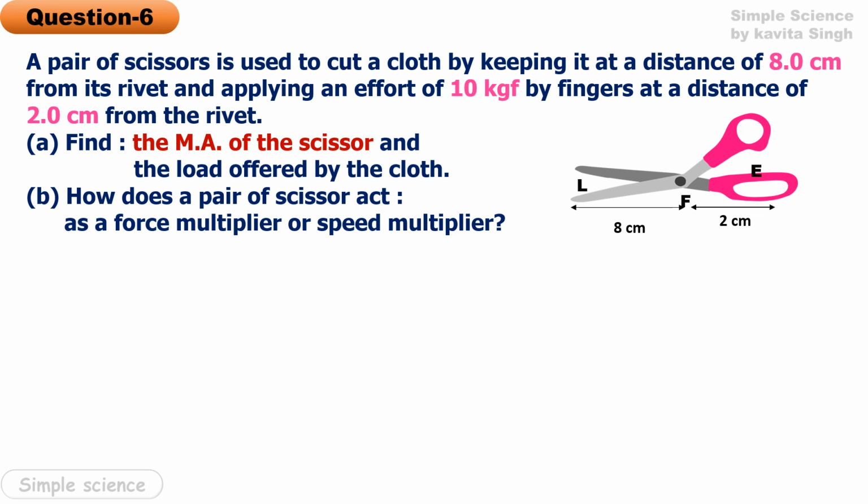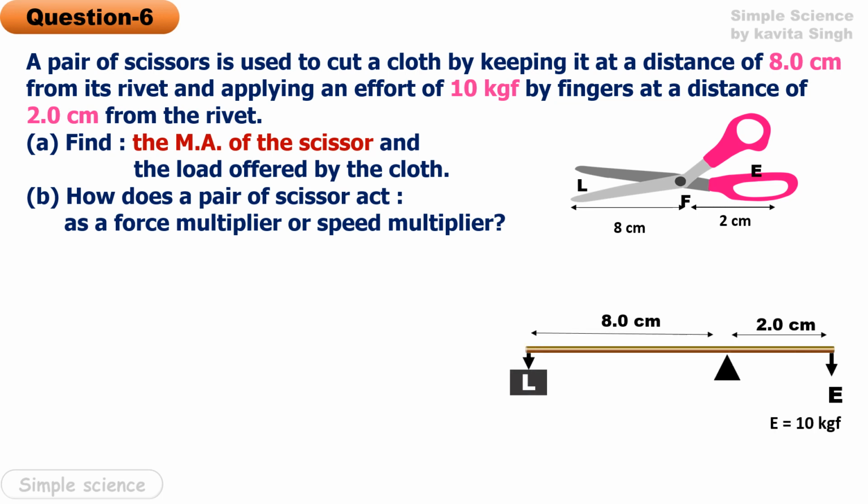The load arm: the cloth is kept at a distance of 8 centimeter from the rivet. Rivet is nothing but the fulcrum, the axis about which it rotates. So load arm is 8 centimeter. And by applying an effort of 10 kgf, so effort value is given to you, 10 kgf, by fingers at a distance of 2 centimeter from the rivet. So effort arm is 2 centimeter. This is a simplified diagram. Load arm is 8 centimeter, effort arm is 2 centimeter, effort applied is 10 kgf.